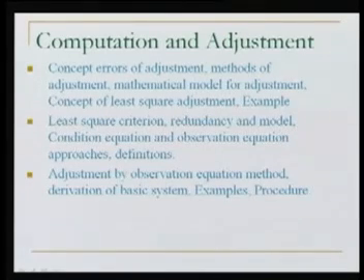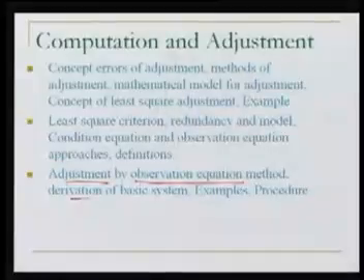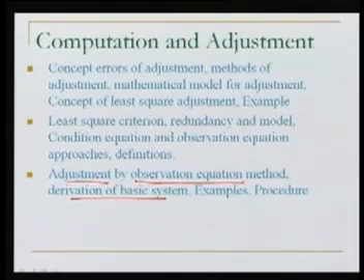we talked about adjustment by observation equation method. We saw what is the meaning of the observation equation, how we frame that, how we include the parameters as well as the observations in the adjustment process, and the adjustment is being carried out by least square technique. So we saw the basic derivation for this and as well as some examples. Finally, I also gave the procedure, how to apply it, the steps.